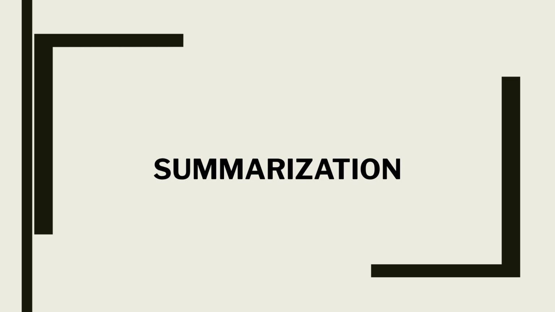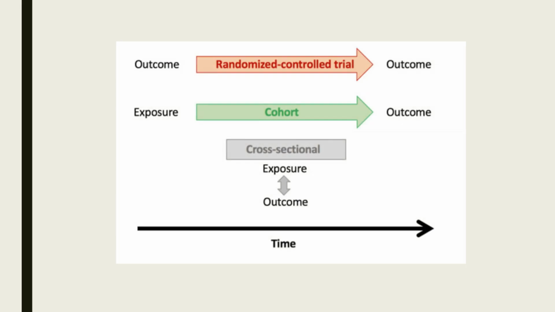Let's summarize the study designs discussed so far. Here are the key differences between randomized controlled trials, cohort studies, and cross-sectional studies. From a time perspective, both randomized controlled trials and cohort studies are longitudinal. They follow participants over a period of time. In terms of measurement, RCTs focus on outcomes. Participants are assigned to different groups, and researchers compare outcomes between groups to evaluate the effect of an intervention.